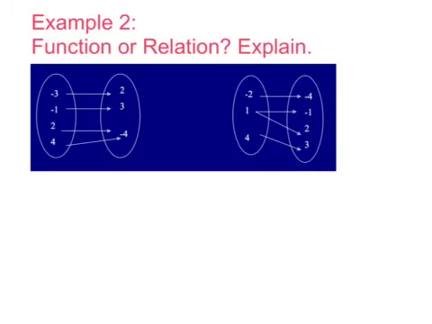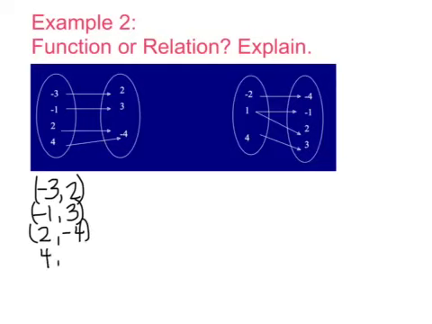In example 2, it wants us to determine whether the mappings are a function or a relation and explain. For mapping, I like to go ahead and just write out the ordered pairs. So I have (-3, 2), (-1, 3), (2, -4), and (4, -4). If I look at my x values, I have no repeated x values, so it is a function. And the reason is because there is no repeated x values.